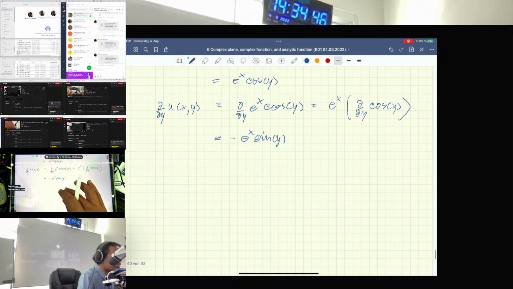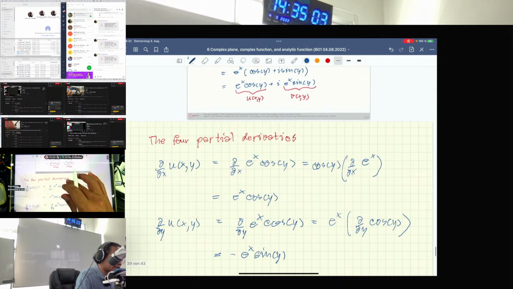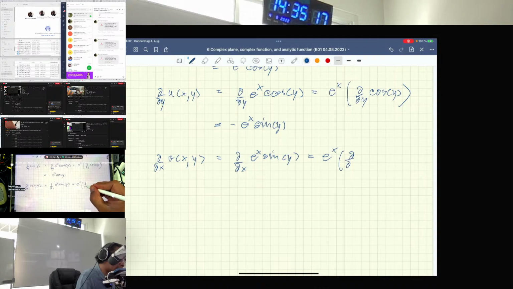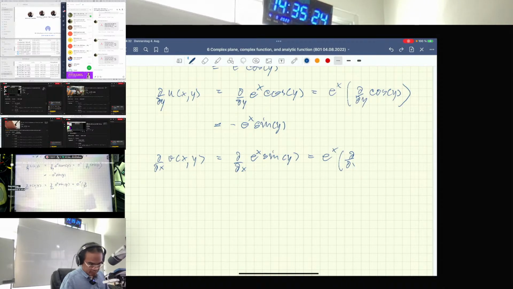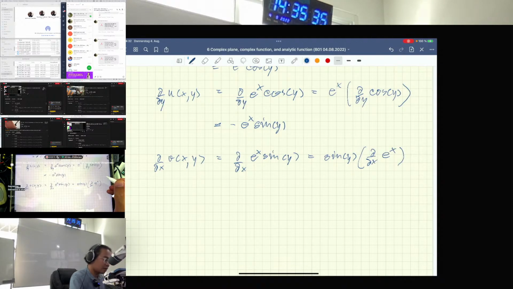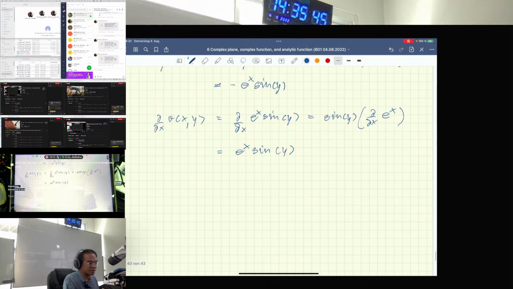Now let's consider the next one, v(x,y). ∂v/∂x is ∂/∂x of exponential x and sine y, and that's equal to sine y times ∂/∂x of exponential of x. So you have exponential x and then sine y. The same, okay, there's nothing changed.